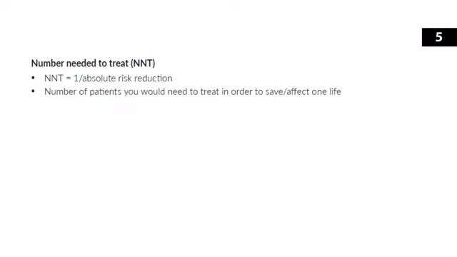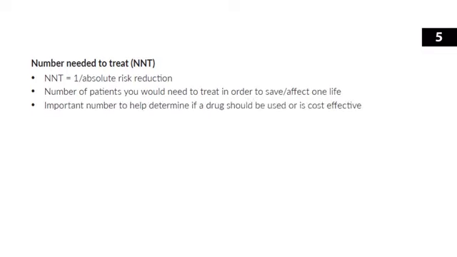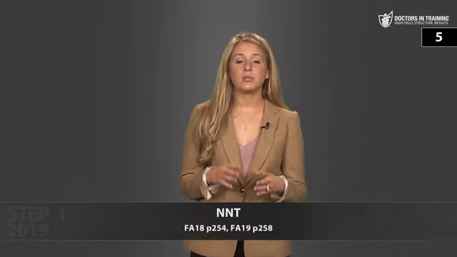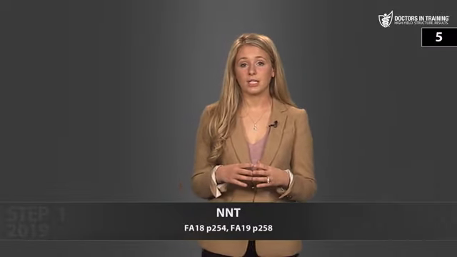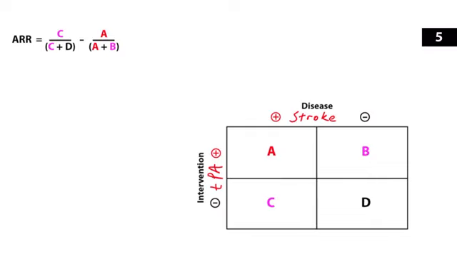It's the number of people you would need to treat to get the effect you want in at least 1 person. This can be an important number to help you determine if a drug is cost effective. If you have a drug out there that has a very small effect and you need to treat 1,000 people in order to save 1 life, the drug is probably not worth widespread use. We also use this number to evaluate clinical effectiveness of a drug. There's an example in your study guide.